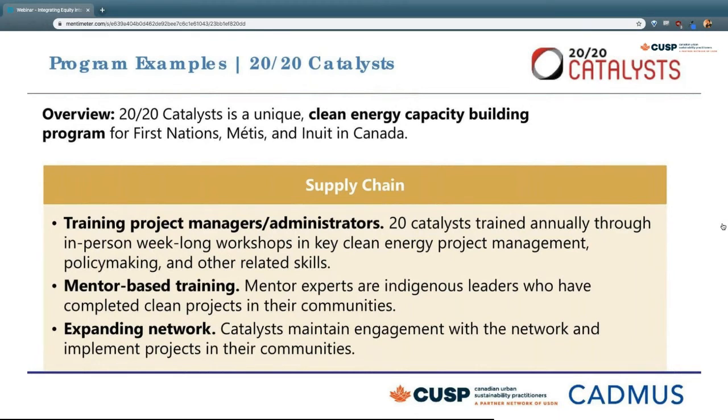And at the time when we had profiled this program a year or so ago, when we completed the USDN version of the guidebook, there were 165 clean energy Indigenous projects around Canada. So we can only expect that that number has grown in the time since then, as these Catalysts and others have spread out into their communities and started to build projects and programs and policies that support clean energy.